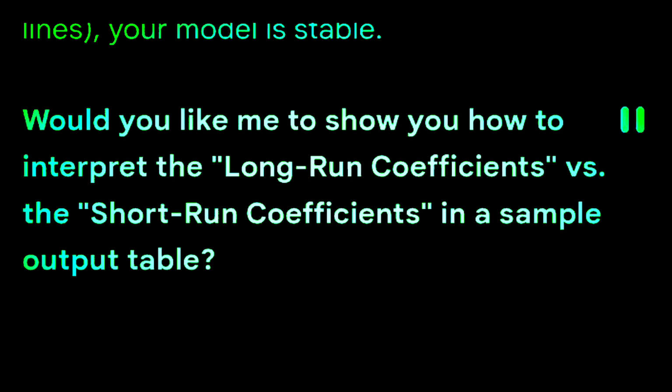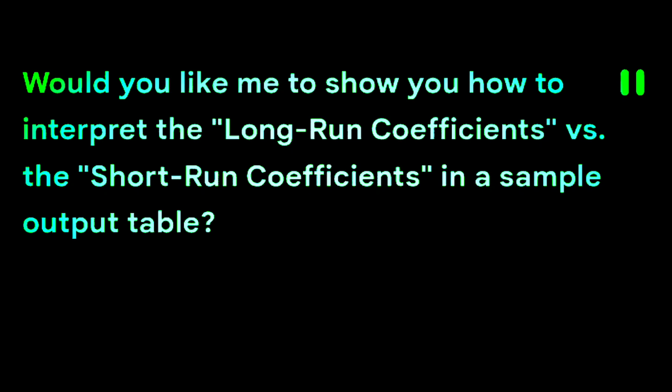Would you like me to show you how to interpret the long-run coefficients versus the short-run coefficients in a sample output table?